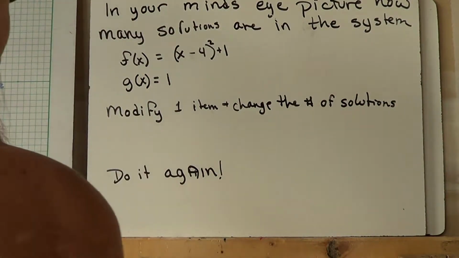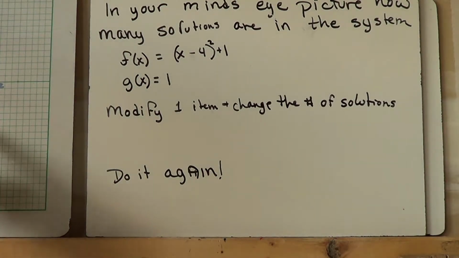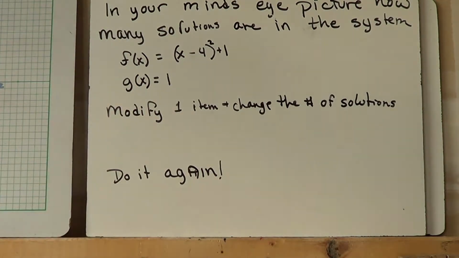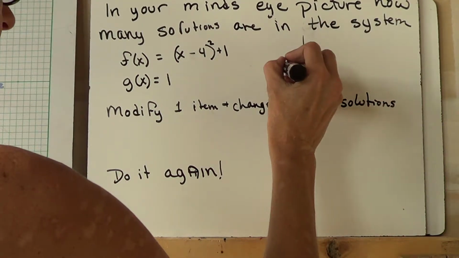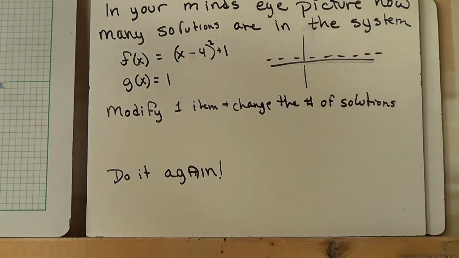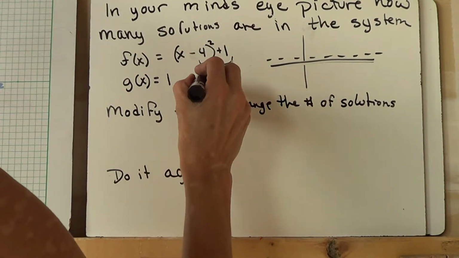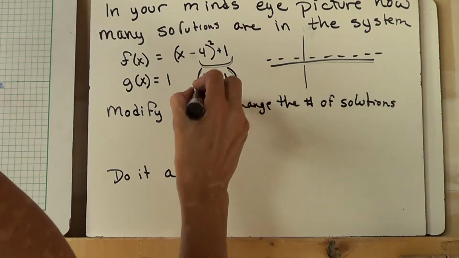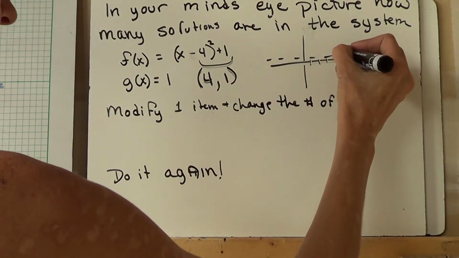In your mind's eye, picture how many solutions are in the system. Let's just picture this, because it's important to know whether you have one solution, two solutions, or how many there could be. So in your mind's eye, g of x is 1. Hopefully you're picturing a straight line going right across here, that's g of x. The vertex of f of x is 4, 1. So you would go to the right 4 and up to 1.